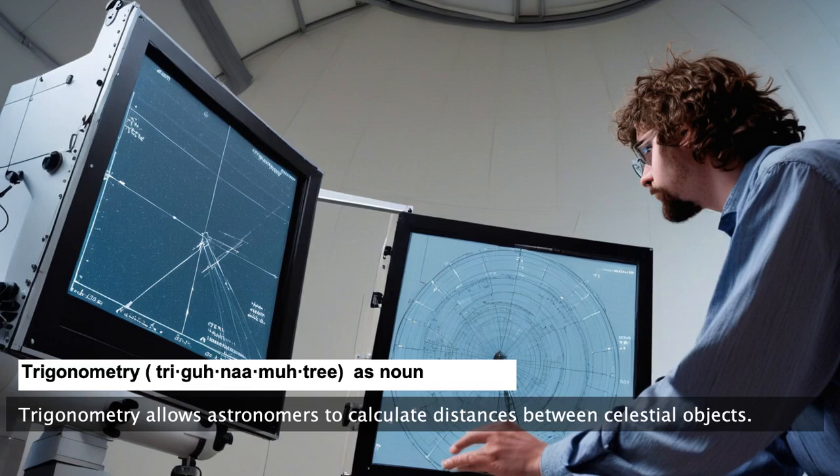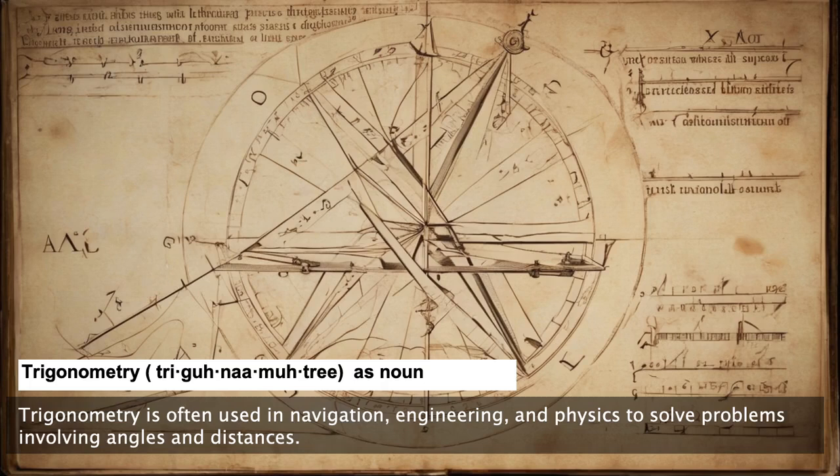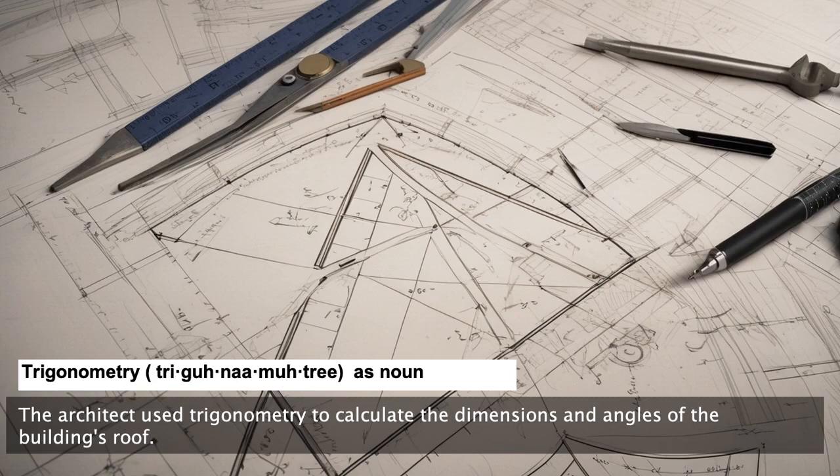Trigonometry allows astronomers to calculate distances between celestial objects. Trigonometry is often used in navigation, engineering, and physics to solve problems involving angles and distances. The architect used trigonometry to calculate the dimensions and angles of the building's roof.